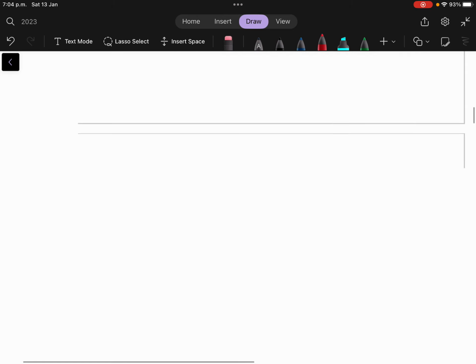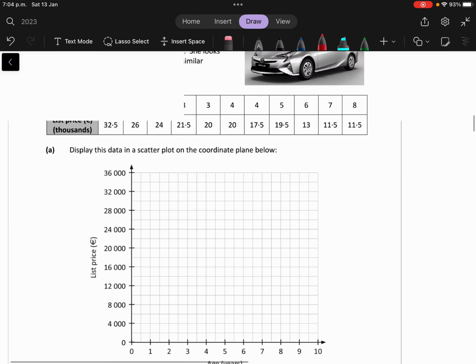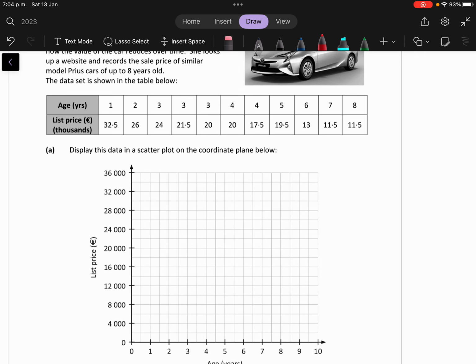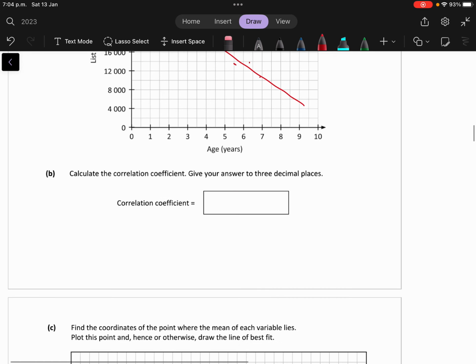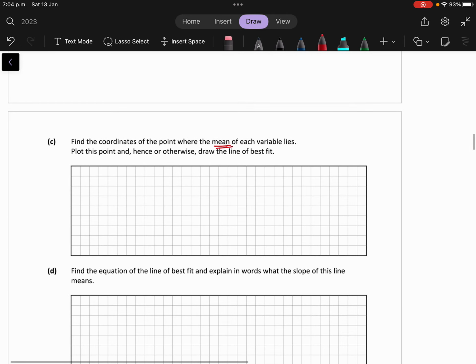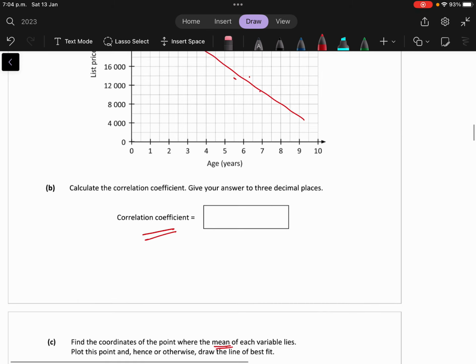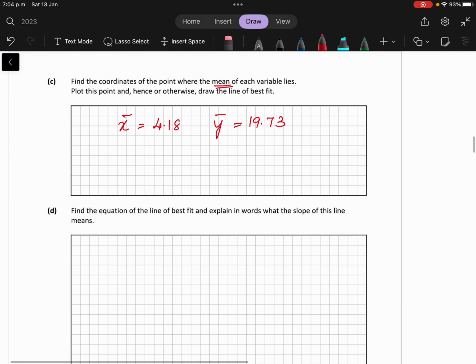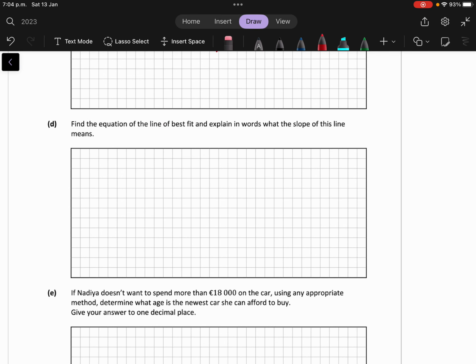Now if you move on to this one, you know how to plot the graph. The final graph will go something like this. You need to plot it; I'm not plotting it now. And then you can find the correlation coefficient, which you know how to do, and then find the mean of the values. So x mean you will get as 4.18, and y mean will be 19.73, and you should mark it on the graph and find the equation of the line of best fit.